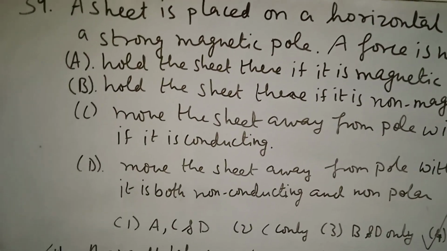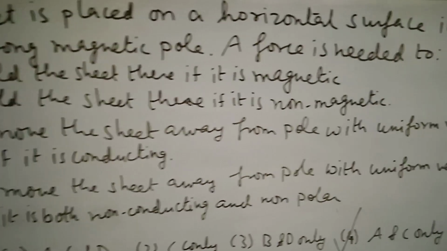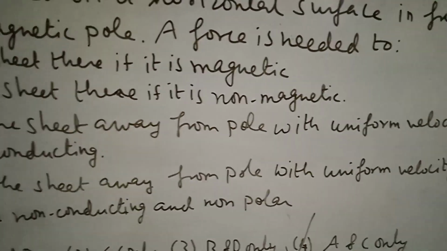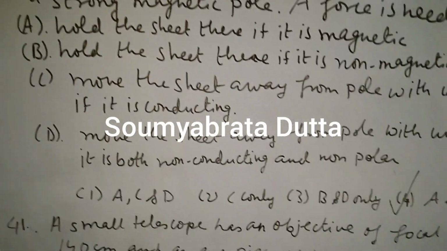From the options: number 1, A, C and D; number 2, C only; number 3, B and D only; and number 4, A and C only. So A and C are the correct option, number 4, for this question number 39.